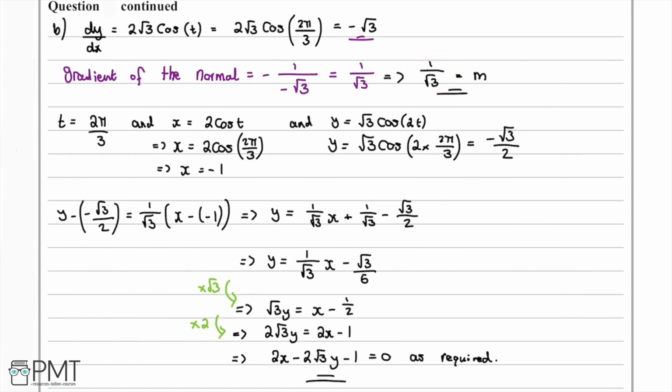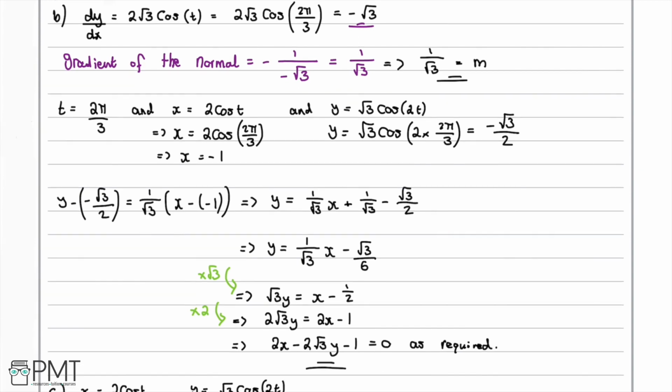We then receive our third mark for working out the coordinates of P. So that was x equals negative 1 and y is equal to negative root 3 over 2. And we do that by substituting 2 pi over 3 into our equations for x and y. We then receive our fourth mark for having the correct form of the normal equation, and this is here, where we have y is equal to 1 over root 3 x plus 1 over 3 minus root 3 over 2. And then we receive our fifth mark for working algebraically on this equation here and getting to the required solution of 2x minus 2 root 3 y minus 1 is equal to 0.